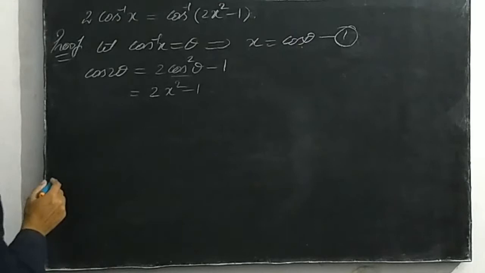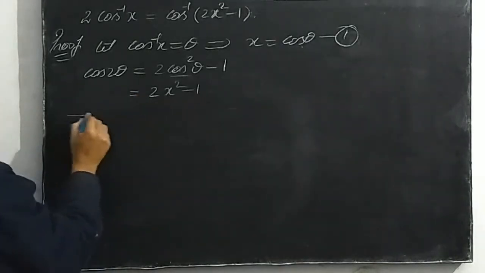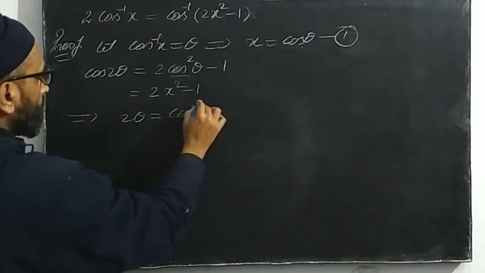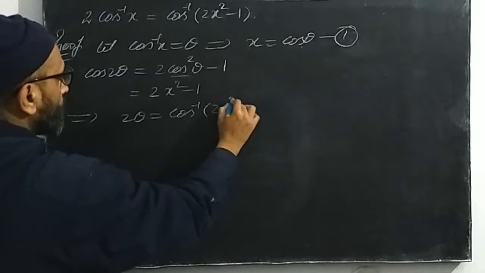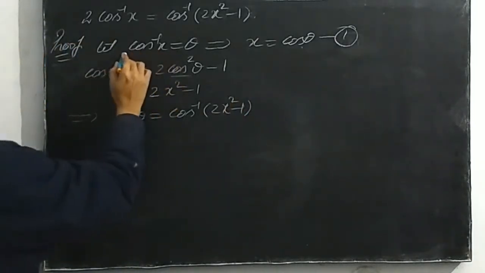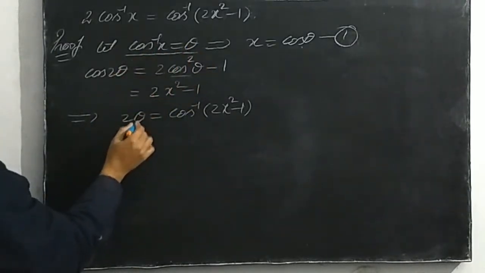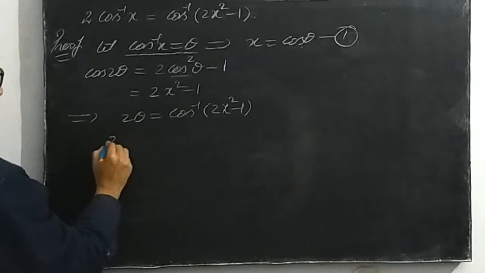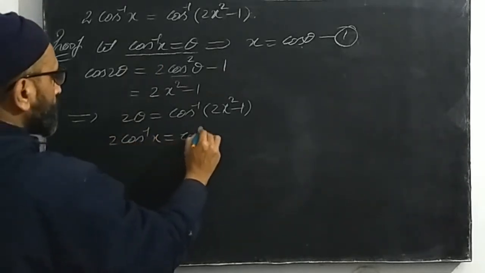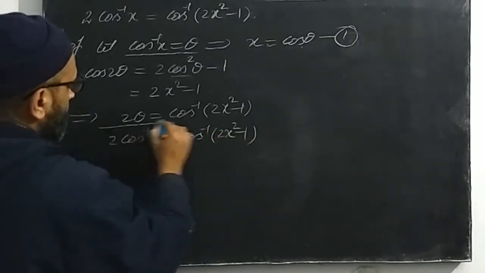By inverse trigonometric functions concept, if cos 2 theta is equal to 2x square minus 1, it implies that 2 theta is equal to cos inverse 2x square minus 1. Now finally, as we have assumed theta is equal to cos inverse x, we may replace theta here by cos inverse x, and we get 2 cos inverse x is equal to cos inverse 2x square minus 1.